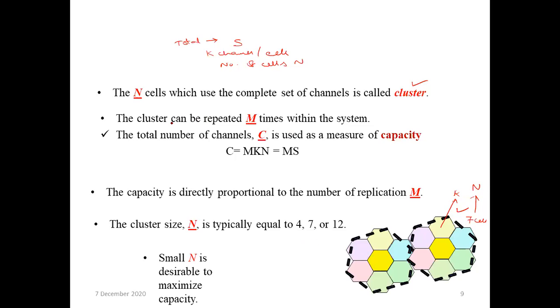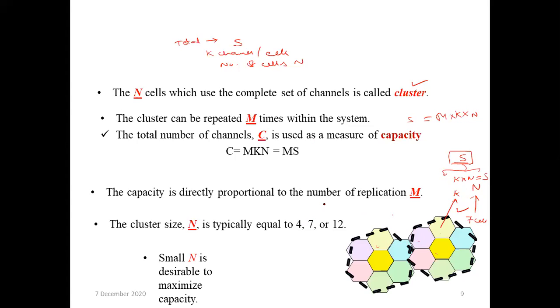Now you can see the cluster can repeat m times within the system. How many times can I repeat this cluster? This is one cluster. There are S total channels. Each cell uses some k number of frequency channels. The number of cells is n. Then k into n equals my S. The same thing is getting repeated everywhere, so I can repeat it m times. That means m into k into n is my S, the total number.